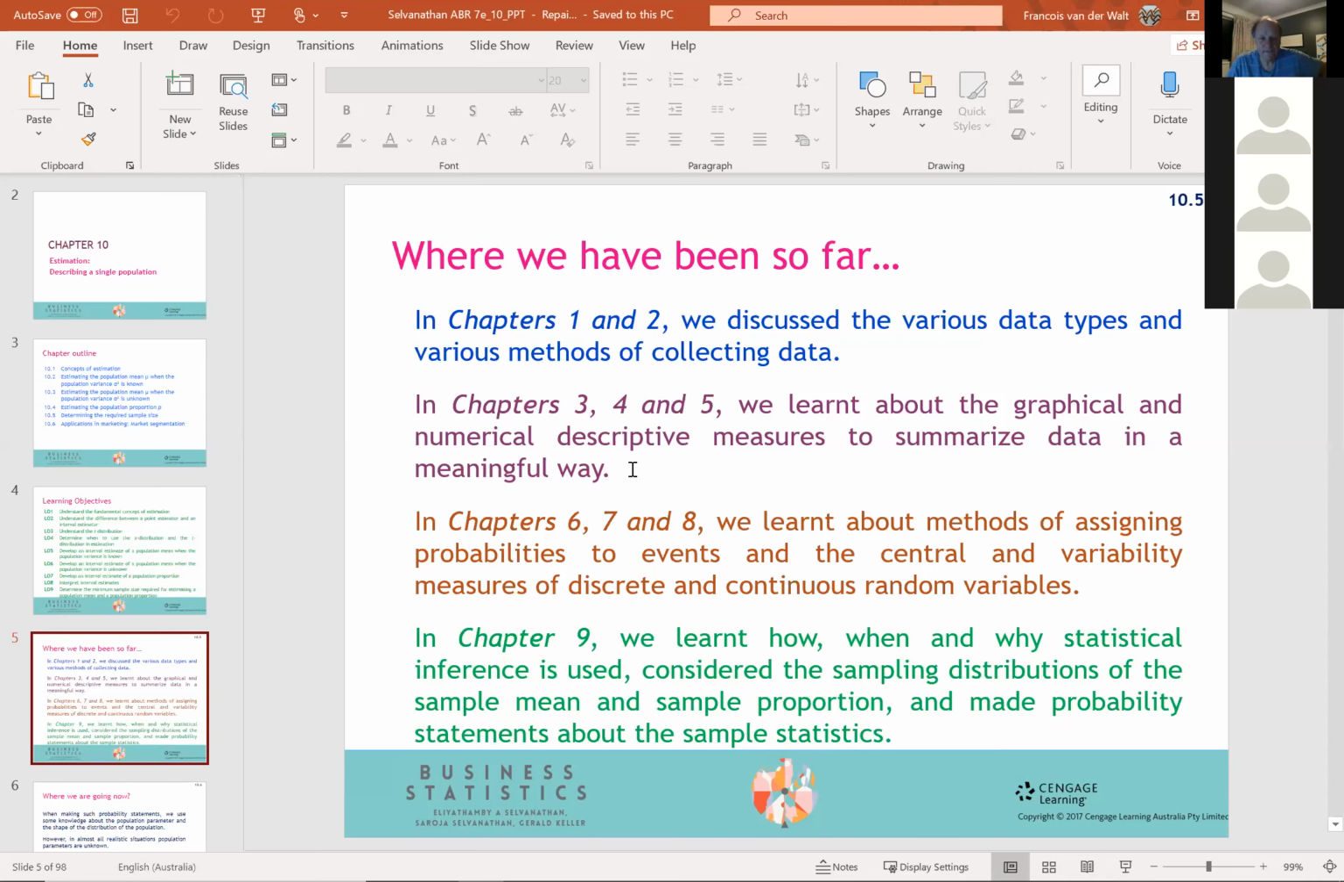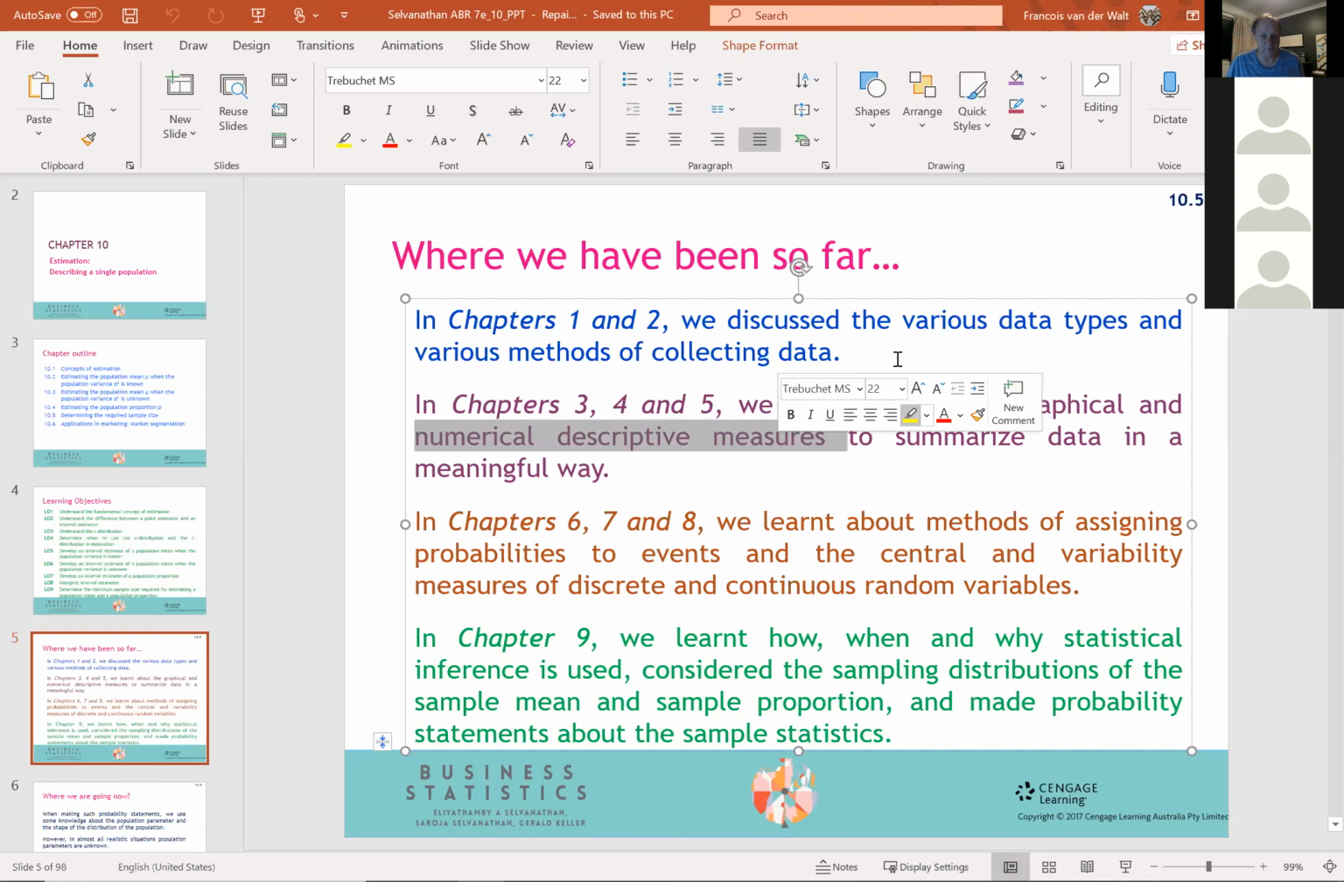You're right. Okay, so in chapter 2, the key thing that we learned there is data types. I won't put you on the spot, you know the data types: numerical, nominal, and ordinal. Ordinal we're not going to deal with much, so nominal and numerical are the two most important ones as far as you're concerned. In chapters 3, 4, and 5, we learned how to show data graphically, and about numerical descriptive measures to summarize data.